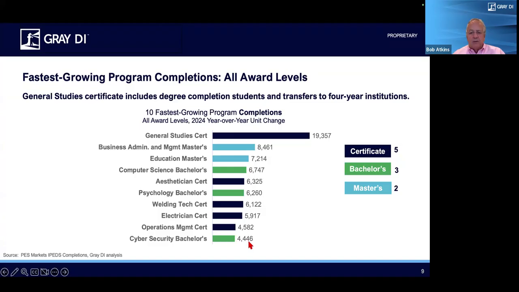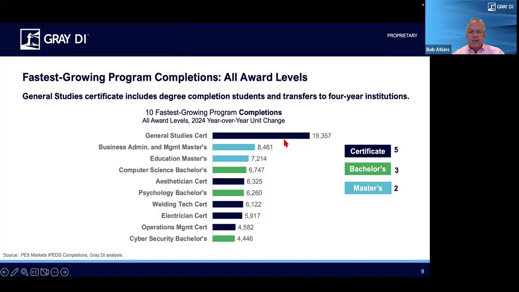This one has been growing for 10 or 15 years now. I suspect we'll see some of the same things in AI as we're coming up. It'll have that same sort of long-term aggressive growth path. Master's degrees up 8,500, and education master's up 7,200.